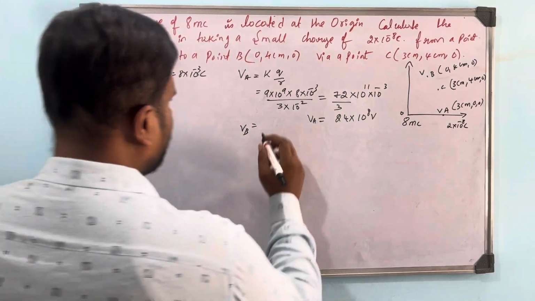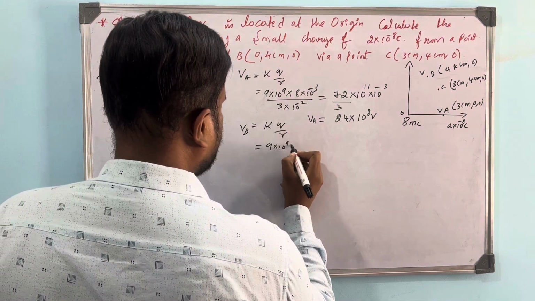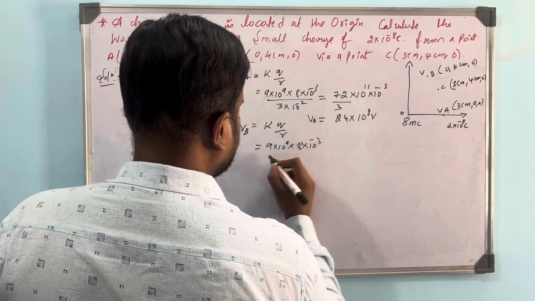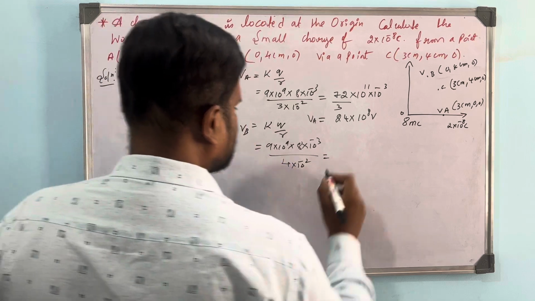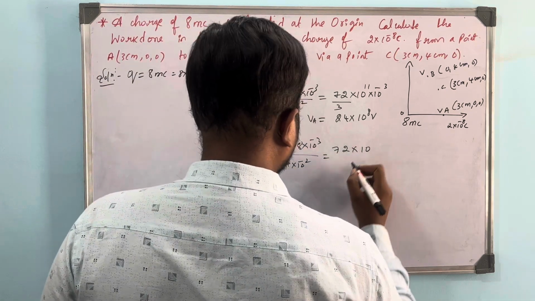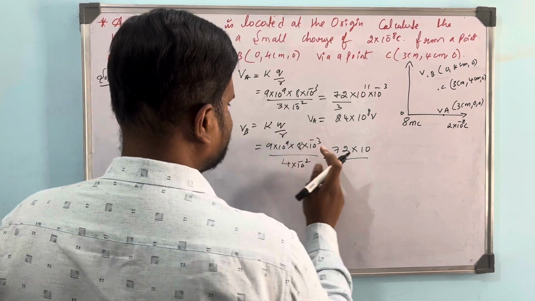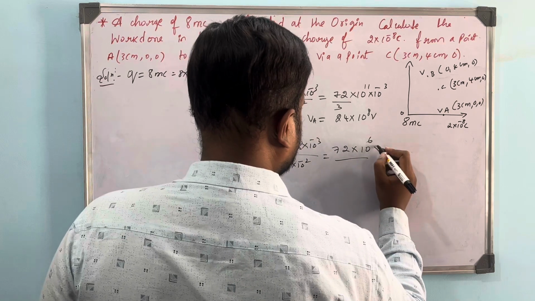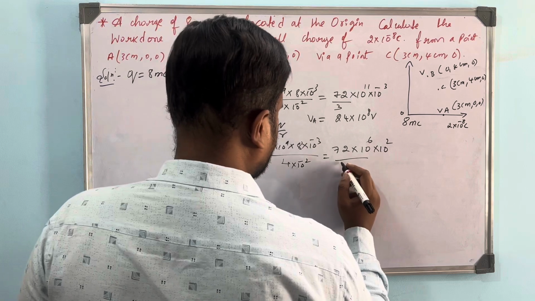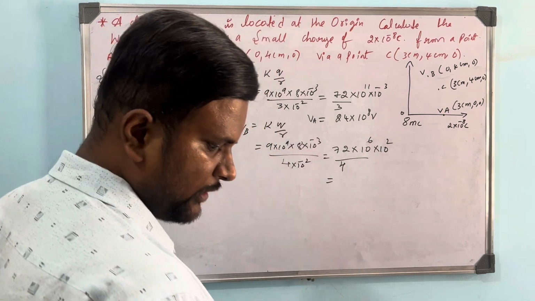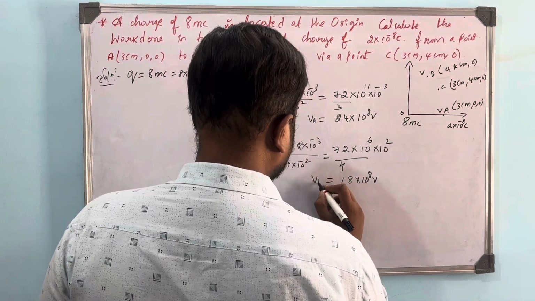Similarly, if you calculate VB, it is the same formula. The K value 9 into 10 to the power of 9, into the Q value 8 into 10 to the power of minus 3, and for R I need to take 4 into 10 to the power of minus 2. Again 8 9s are 72, into 10 to the power of 9 minus 3, that is 6, and minus minus 2 becomes plus 2, divided by 4. If you divide this, you will get 18 into 10 to the power of 8 volt. So this is VB.